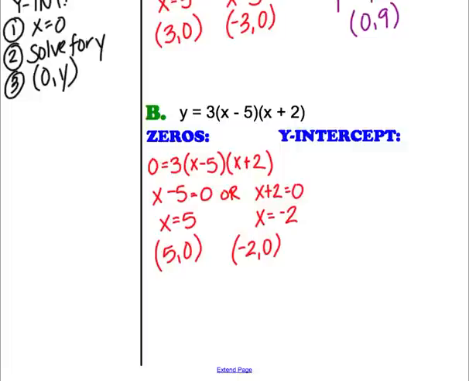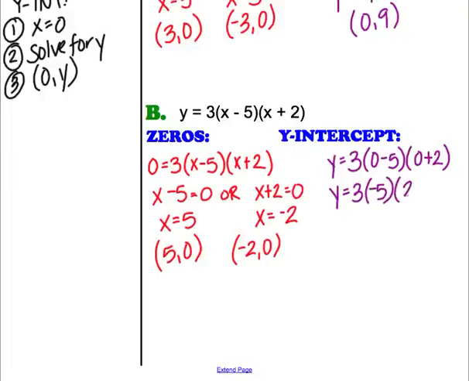Now moving on to our y-intercept, we have y equals 3 times the quantity 0 minus 5 times the quantity 0 plus 2. 0 minus 5 is negative 5, so times negative 5. 0 plus 2 is 2. This one's a little bit bigger this time, but that's okay because we're not graphing. 3 times negative 5 is negative 15, times negative 2 is negative 30. So when we write our ordered pair, that's 0, negative 30, which would be way down there.